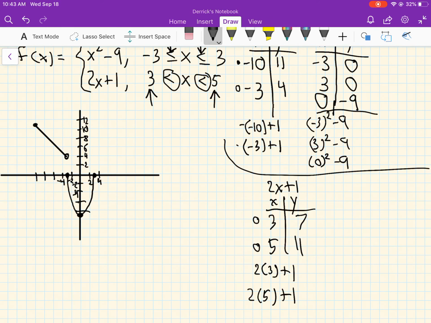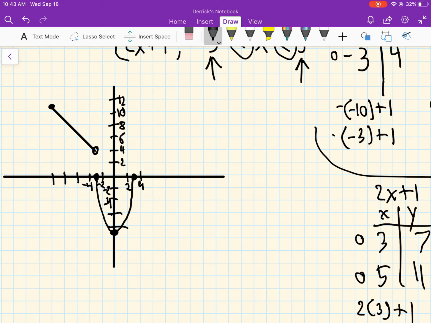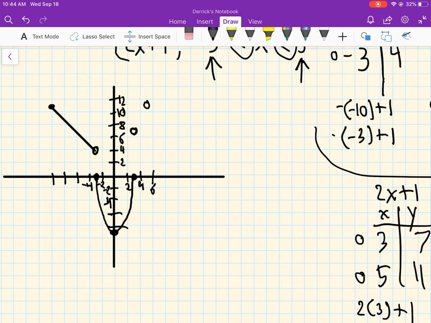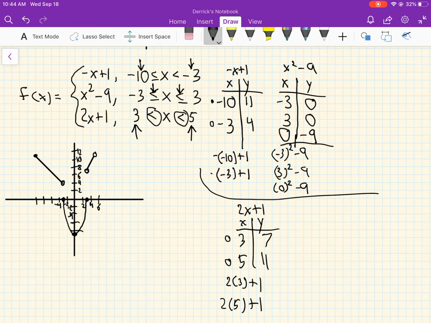So 3, 7, looking at the graph over here, 3, 7 would be right about here. And 5, 11, this is 6, 5 is halfway between 4 and 6. And then 11 would put it right about there. Because it's linear, we get to just connect it with a straight line. And we're done. That would be your linear or your piecewise graph for this piecewise function.